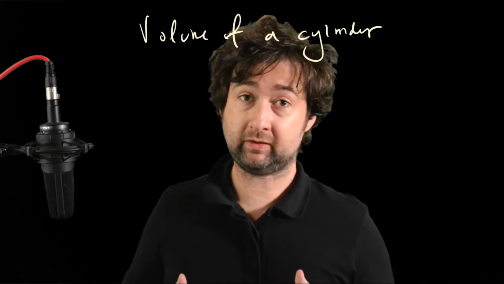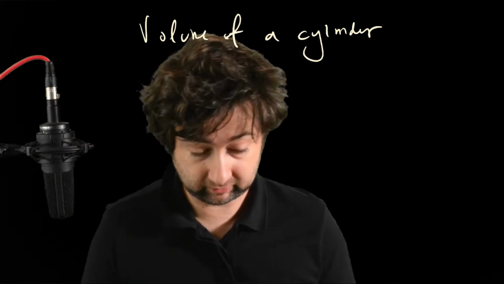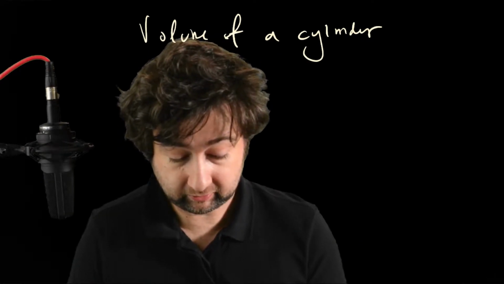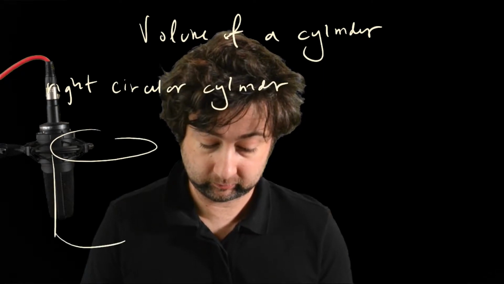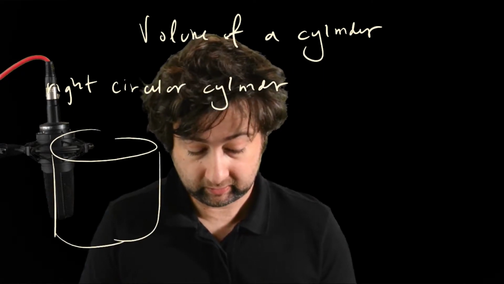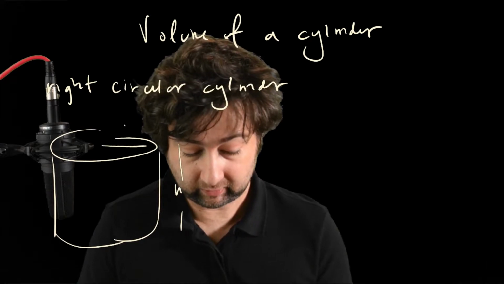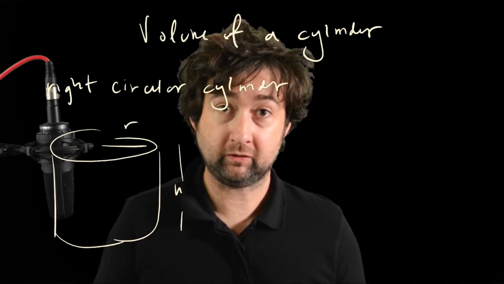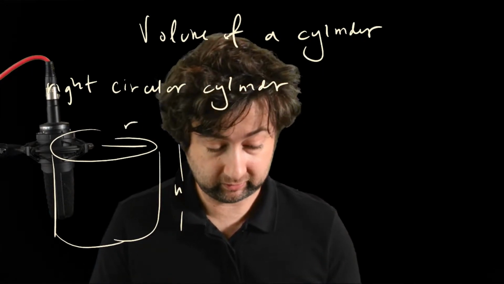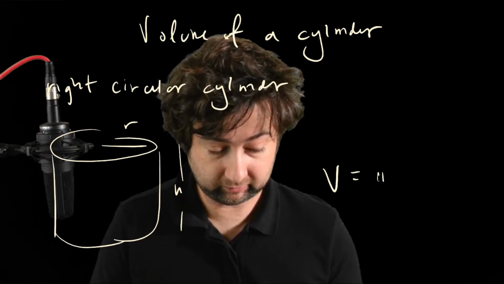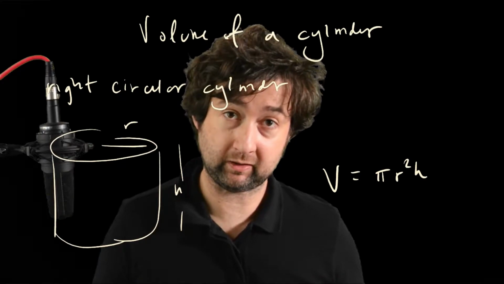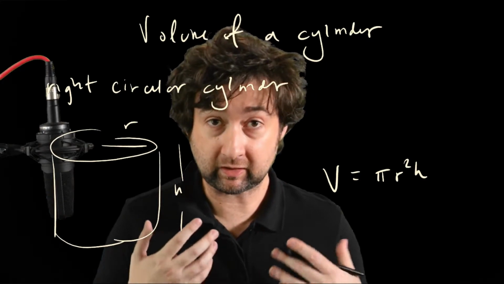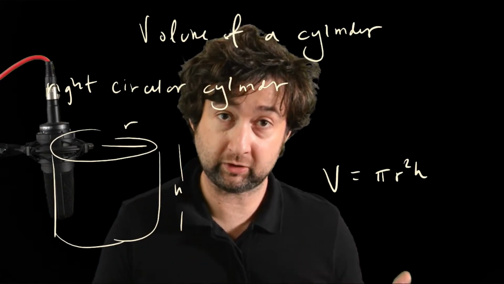Most people, when they think about cylinders, think of right circular cylinders. So a right circular cylinder looks like this. And it's got a height, and it's got a radius. And the formula for calculating the volume of this thing is that the volume is equal to pi r squared h. Now you may have that memorized, but the structure of this actually gives us an indication of the general formula for cylinders.